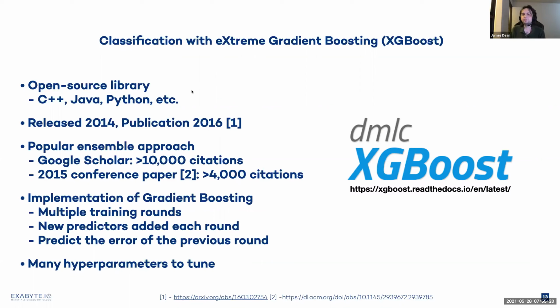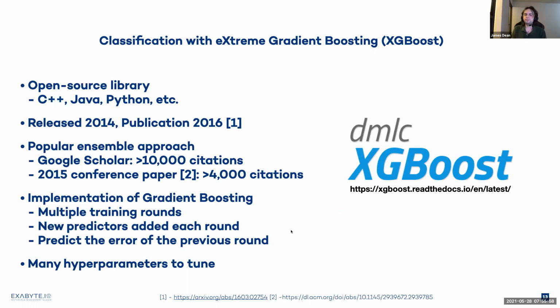XGBoost is a popular open source library for gradient boosting. It's available in C++, Java, Python, and many other languages. It's extremely fast and efficient. That's why it's so popular. It was released in 2014. The paper was a couple of years after that. And just to talk about how popular this is, going to Google Scholar, there are over 10,000 citations for XGBoost. The 2015 conference paper has around 4,000 citations alone. So clearly a quite heavily cited package. Here are a couple of links down here.